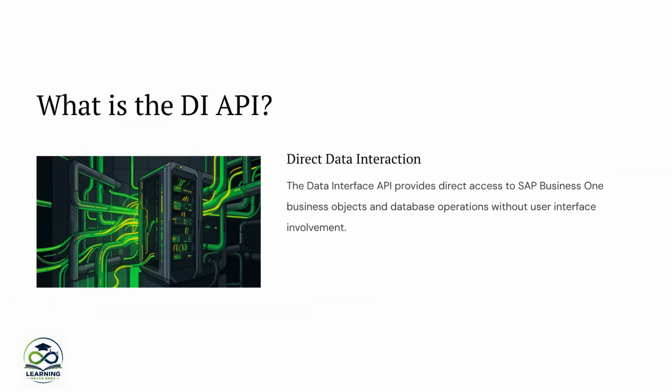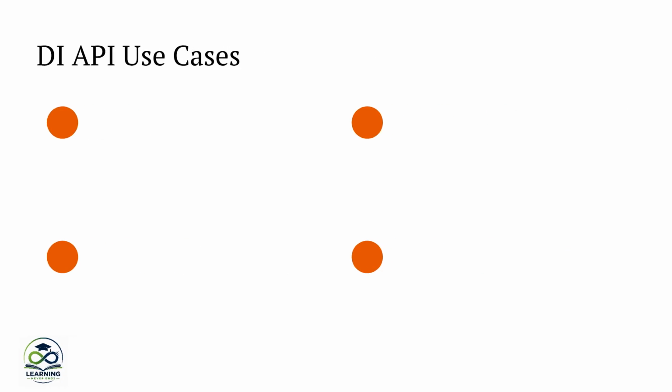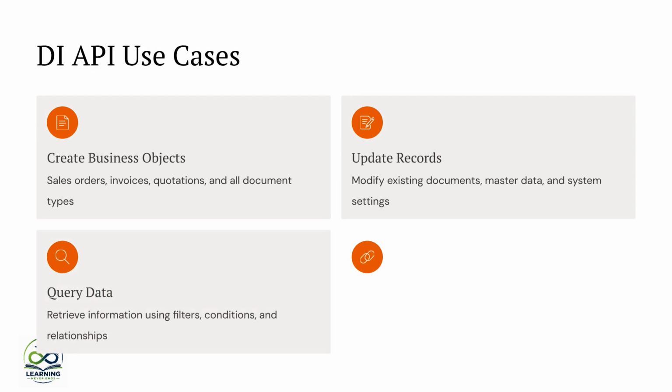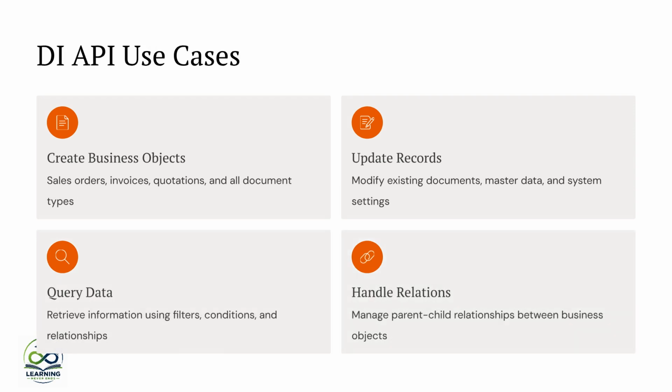The DI API, or Data Interface API, enables direct access to SAP Business One business objects and database operations. It focuses on backend operations and database-level access, requiring no user interface rendering. Key DI API use cases include creating business objects like sales orders, updating records, querying data using filters, and handling parent-child relationships between business objects.